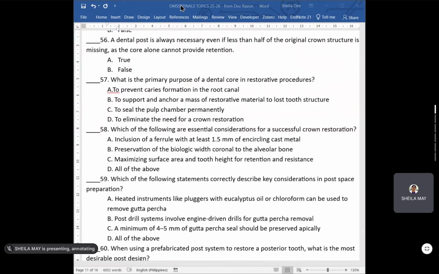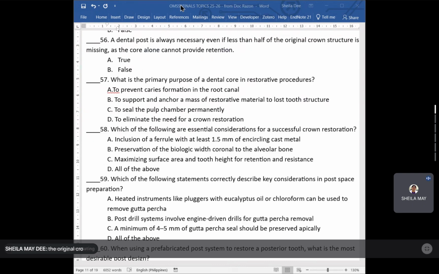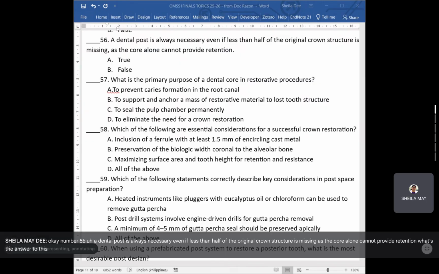Okay. Number 56. A dental post is always necessary, even if less than half of the original crown structure is missing, as the core alone cannot provide retention. What's the answer to this? What's your answer? Dalawang choices lang. True or false? A dental post is always necessary, even if less than half of the original crown structure is missing, as the core alone cannot provide retention.